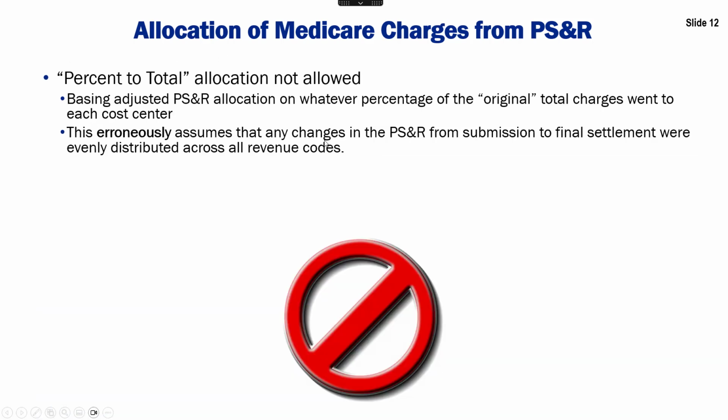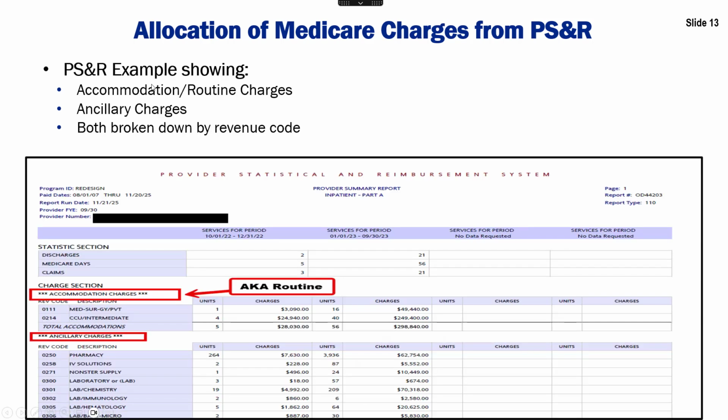They might all change, but the likelihood of them all changing in the exact same proportion is extremely low. So again, just another screenshot of our PSNR. We have all these different revenue codes, and we have all these charges. Now, providers, you would have used one PSNR, the most recent one available when you submitted the cost report, and now auditors need to run a new PSNR based on when they're doing the cost report final settlement. And things can certainly change, up or down.